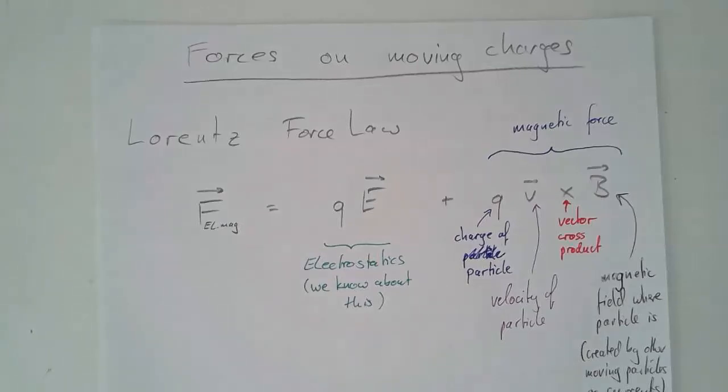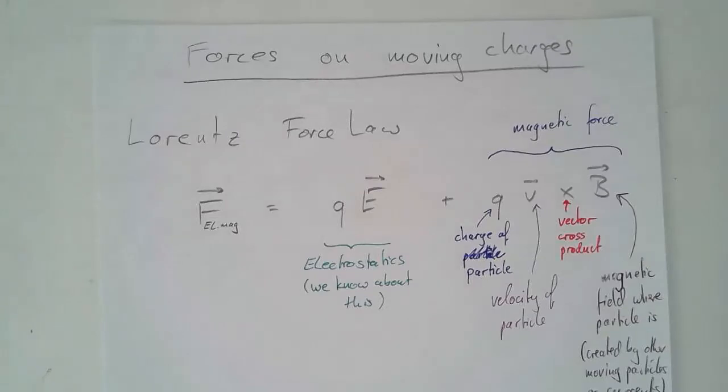Hi, this is part 4 of the introduction and grand overview of magnetism. So in this part I'm going to talk about how magnetic fields create forces on moving charges. So far we've covered, other than a general introduction and having talked about permanent magnets, how currents and moving charges create magnetic fields.